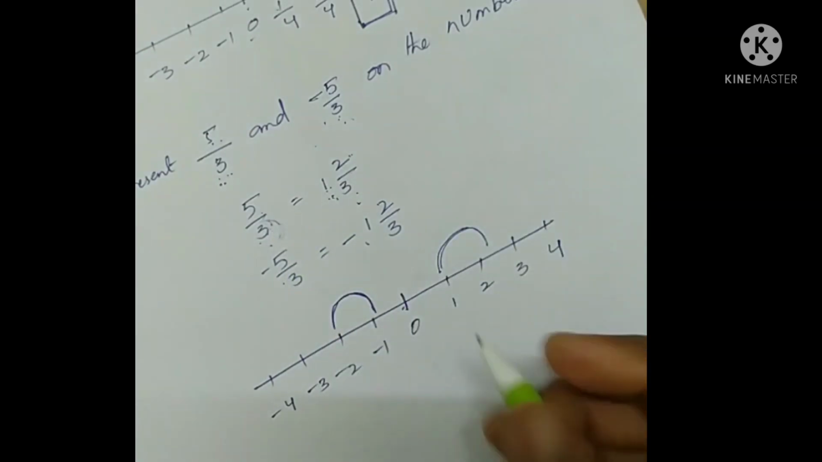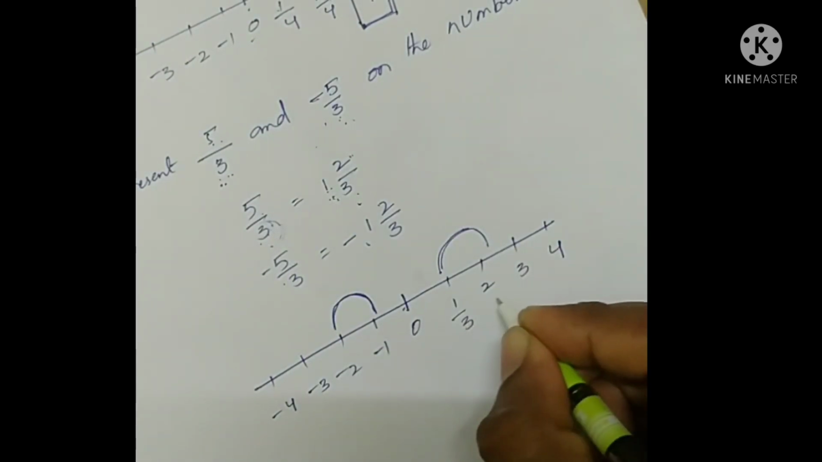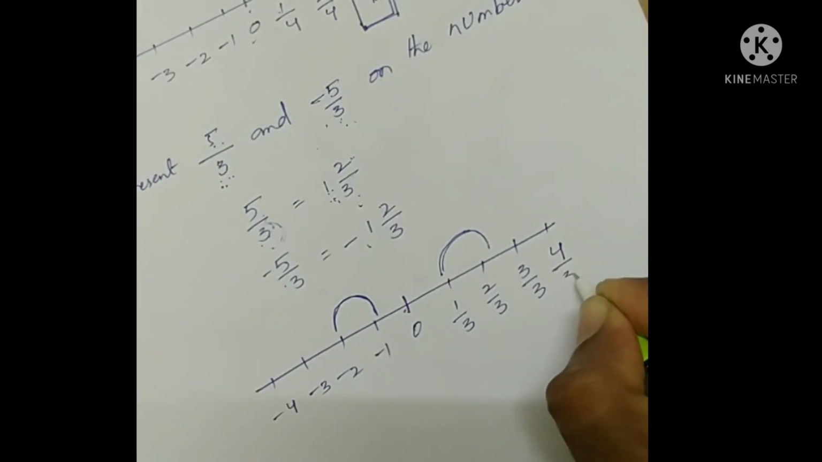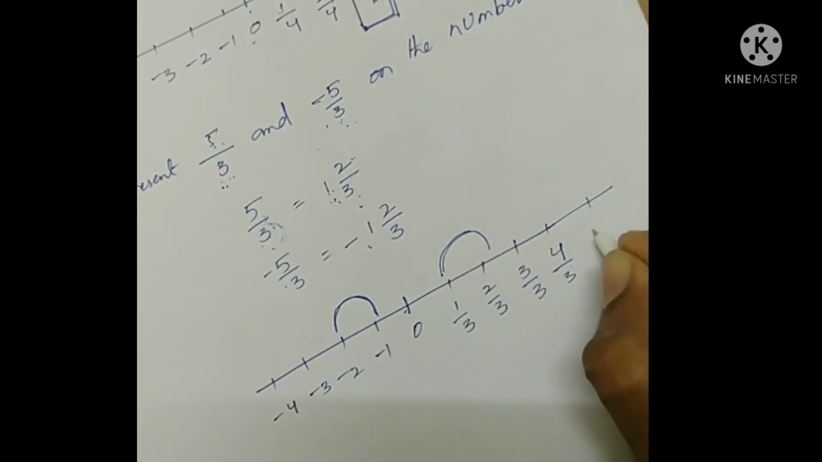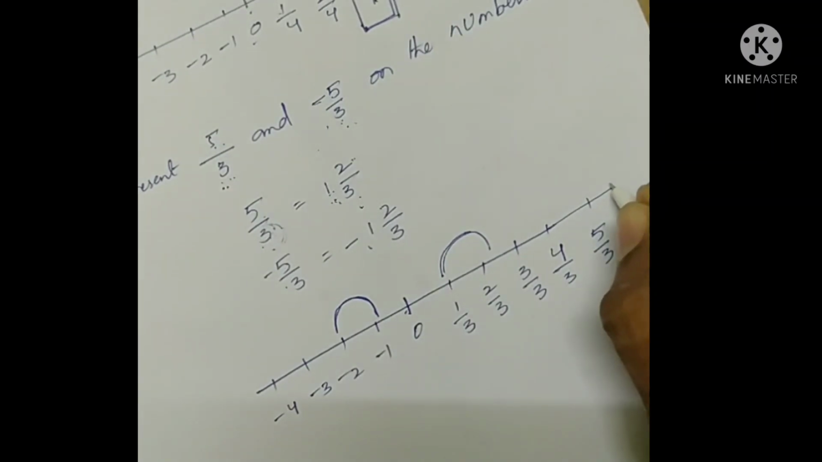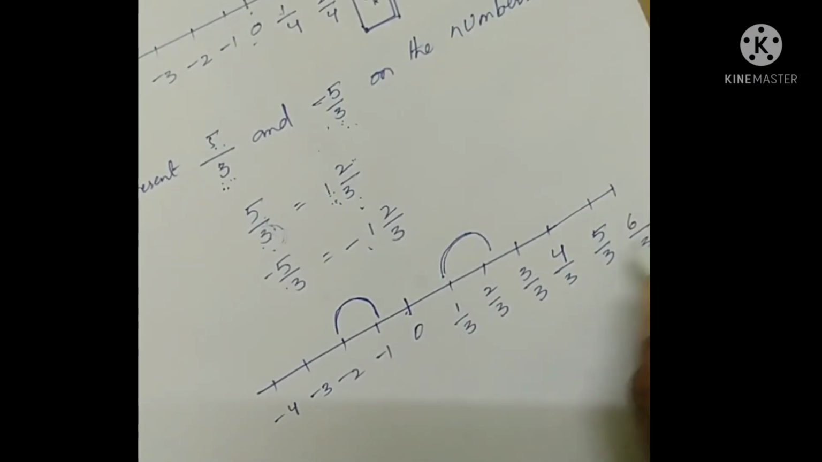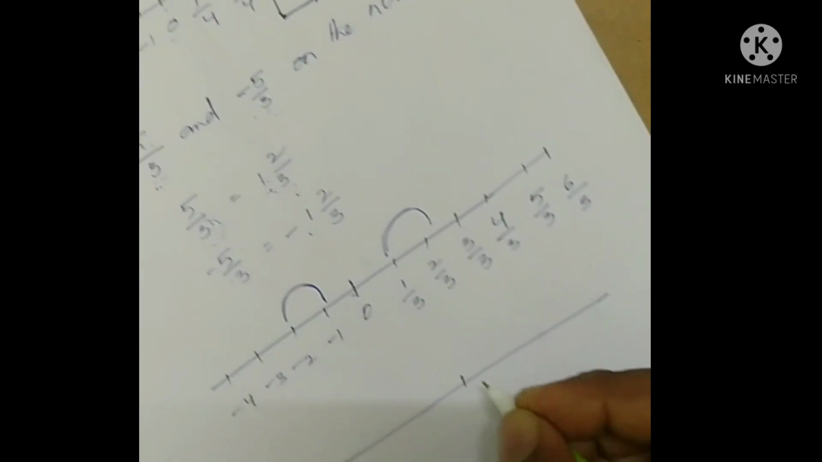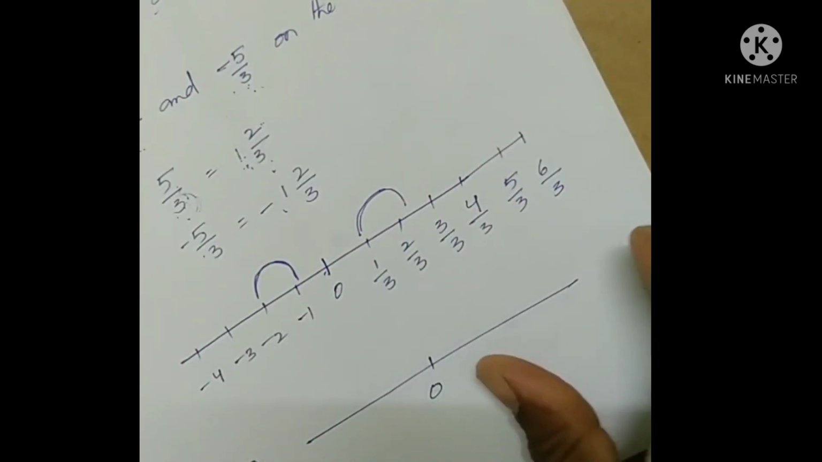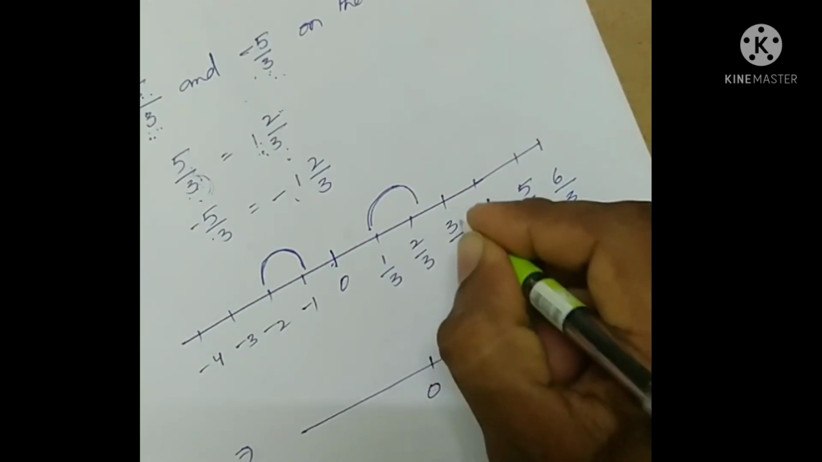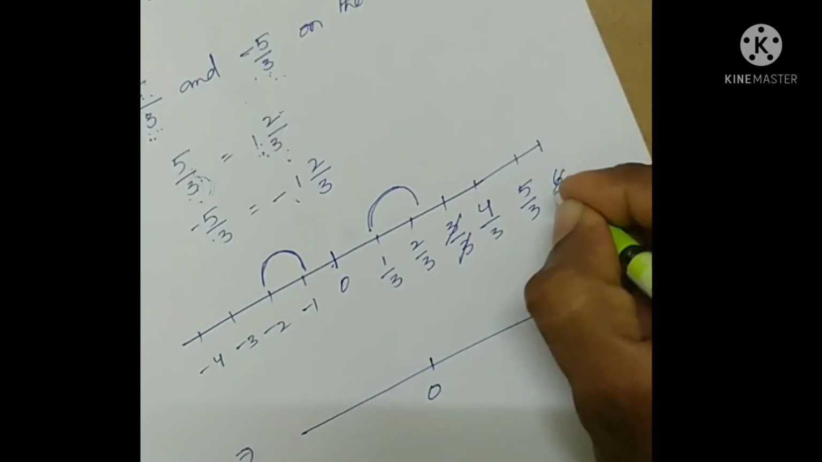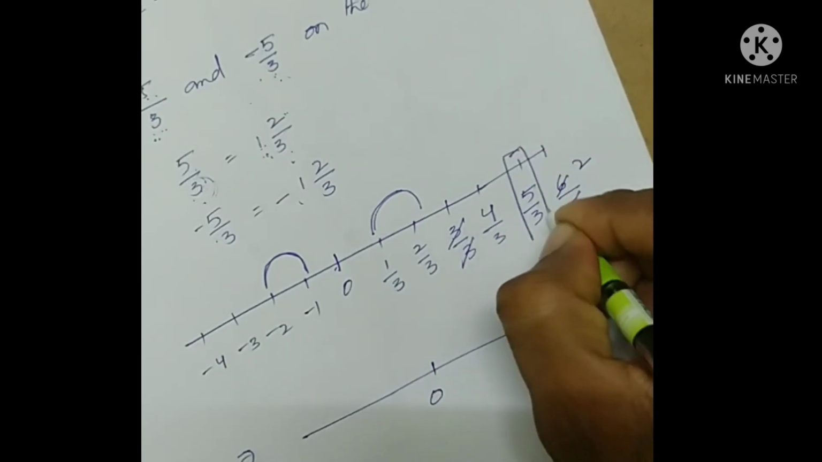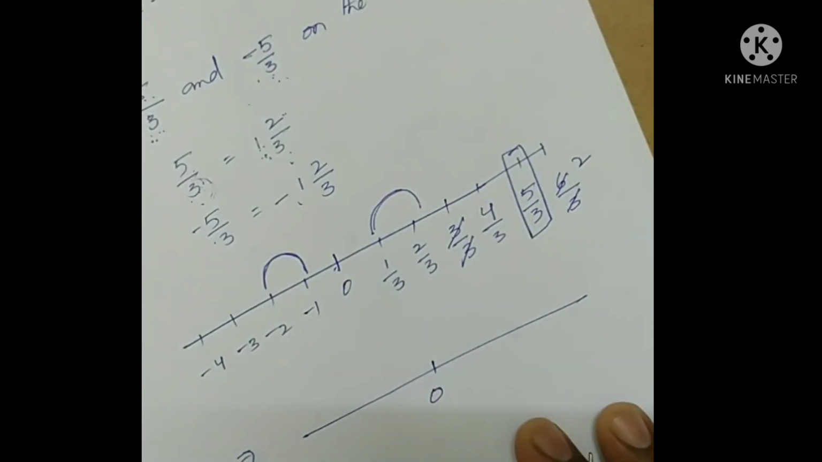The denominator is 3. So 1 by 3, 2 by 3, 3 by 3, 4 by 3, 5 by 3 and 6 by 3. That is equal to 0, 3 one time is 3, 3 two times is 6, right? So this is our required fraction, right? 5 by 3 is our required fraction.